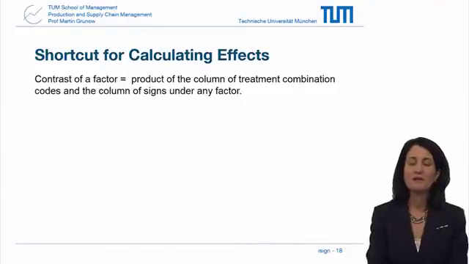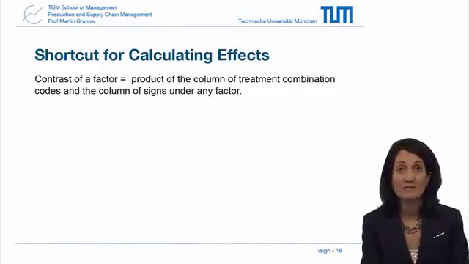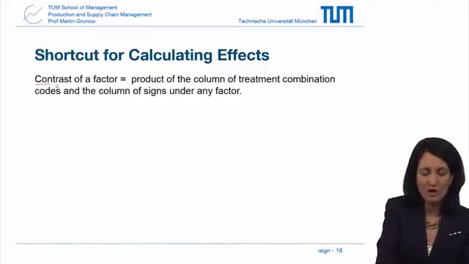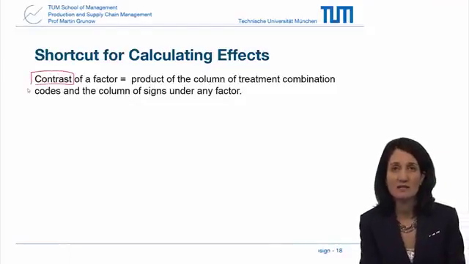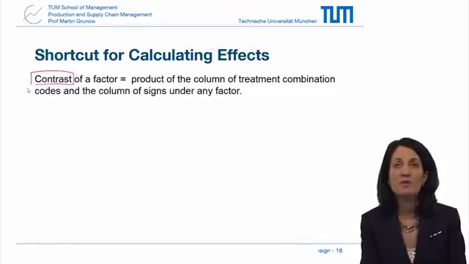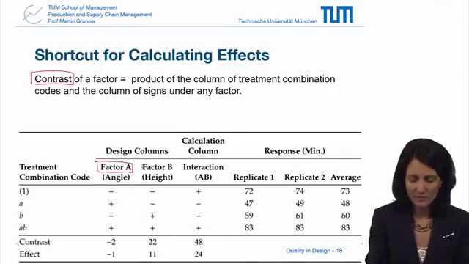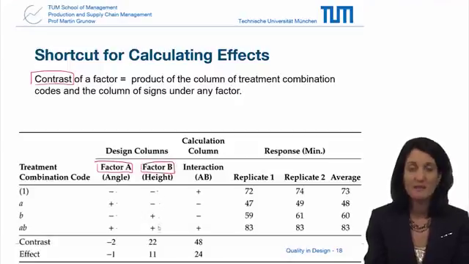Now, for all those little equations, we have a shortcut for calculating the effects using our table. First, we need to calculate the so-called contrast of each factor. The contrast is the product of the column of treatment combination codes and the column of signs underneath a factor. So, for factor A, we have minus, plus, minus, plus. For factor B, we have minus, minus, plus, plus.